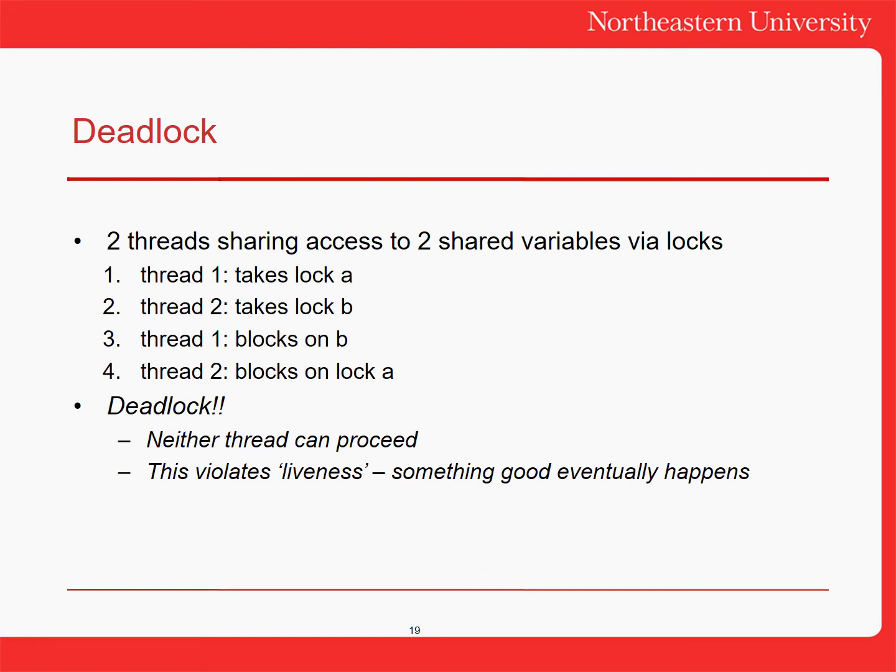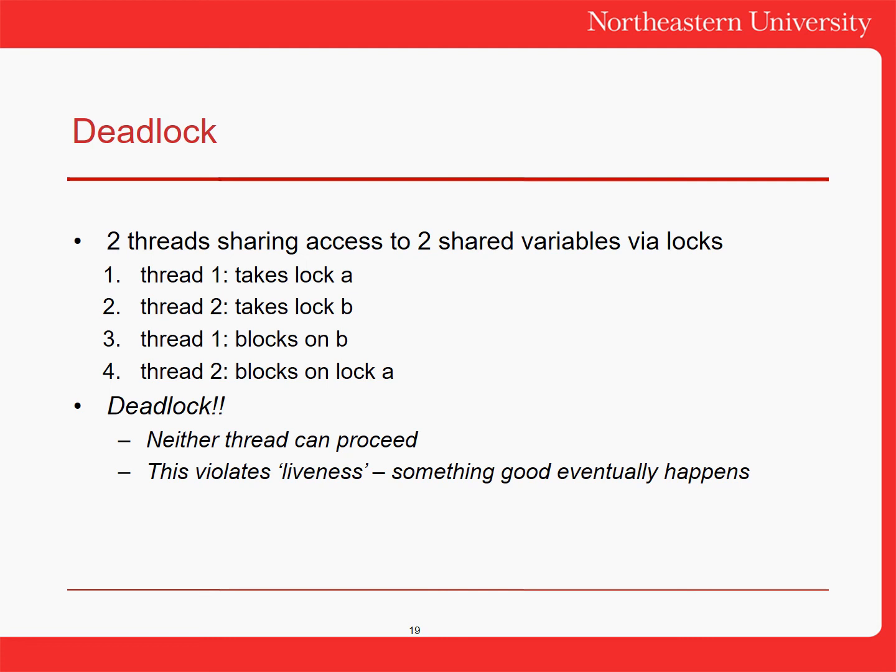Deadlock's another problem we get when we have concurrency. This occurs when two threads are sharing access to two shared variables via locks. Thread 1 takes lock A and thread 2 takes lock B. Then they both do their thing, but during doing their thing, thread 1 blocks on B. It wants to make a change to the shared variable that's guarded by B. And at some stage later, thread 2 blocks on lock A because it wants to make a change to the shared variable controlled by lock A, sorry.